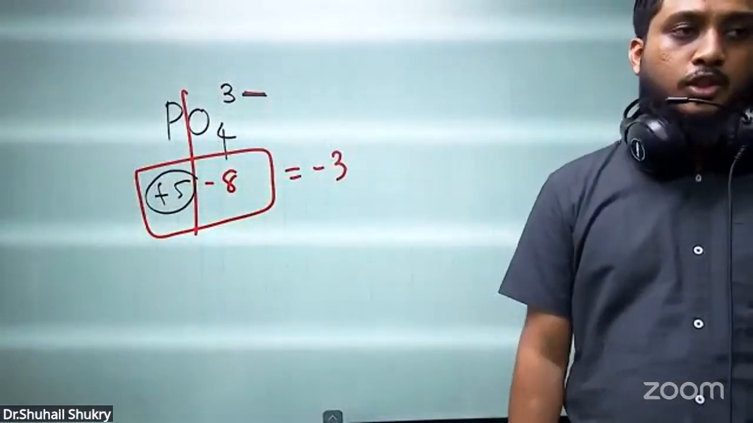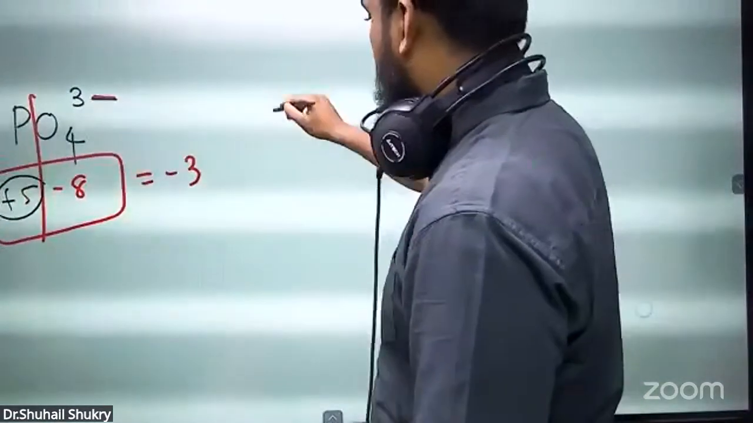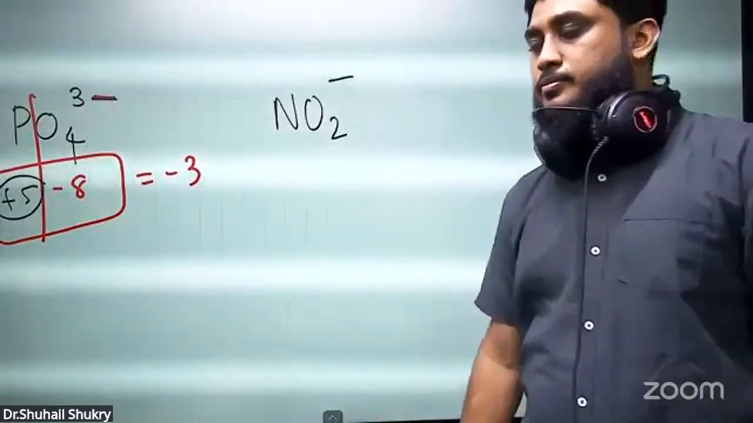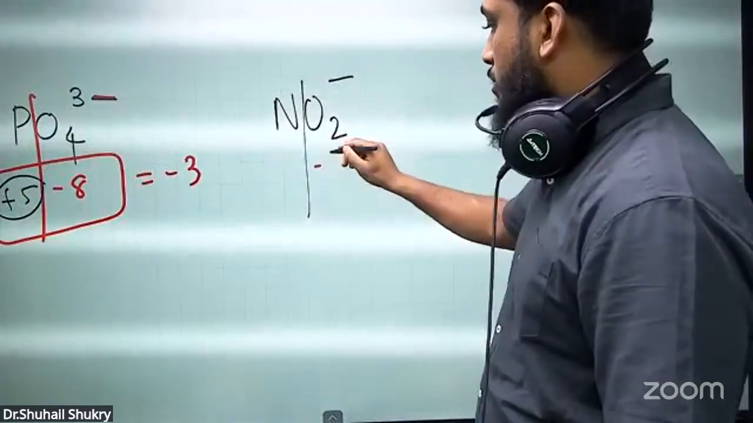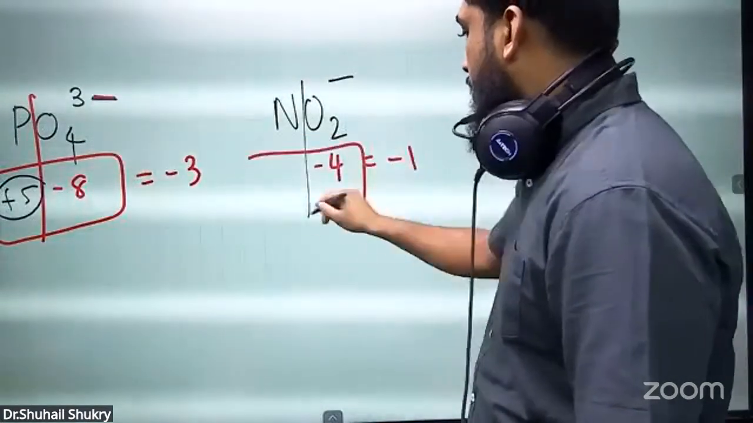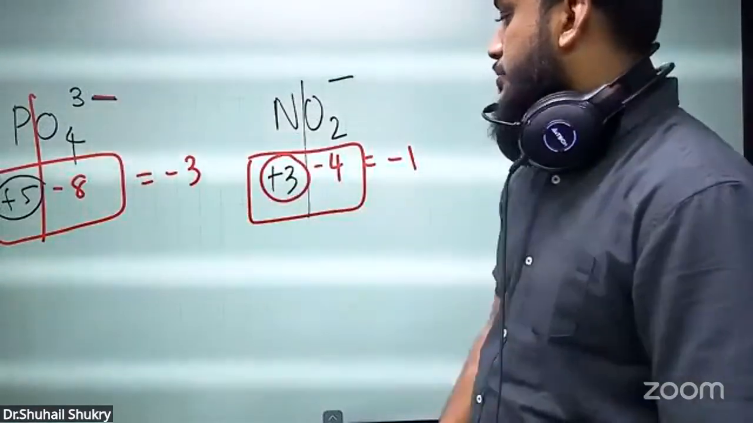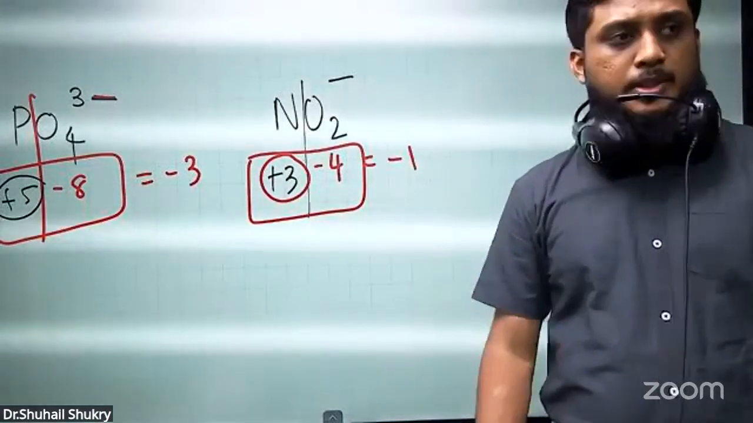Got the point? We'll think of NO2 minus. We'll think of this ion, NO2 minus. Now, what is oxygen? This one, minus 4. Equal to how much? Minus 1. Then what is the nitrogen's oxidation number? Plus 3 is the nitrogen's oxidation number. You guys clear? 100% understood.